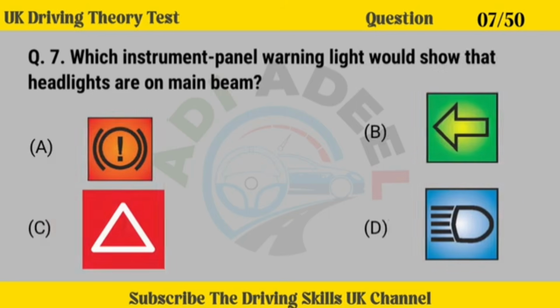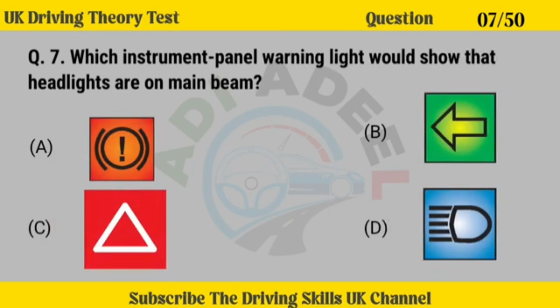Question 7. Which instrument panel warning lights would show that headlights are on main beam? The right answer is D.